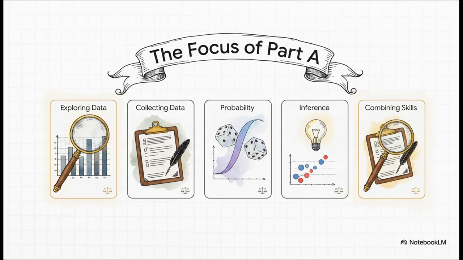You know, the great thing about Part A is that it's actually pretty predictable. You can basically count on 1 question about exploring data, 1 on collecting it, 1 on probability, and 1 on inference. The 5th one will be a mix of a couple of skills. And see that little note at the bottom? At least 3 of them will need you to build a strong statistical argument. It's not just about the answer, it's about the why.